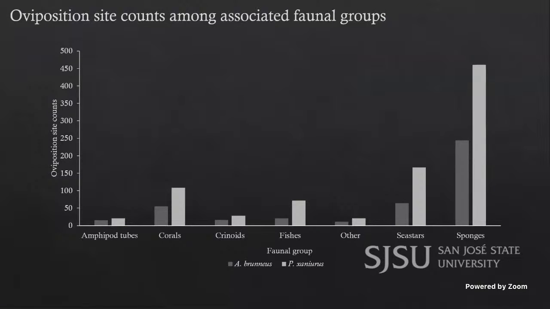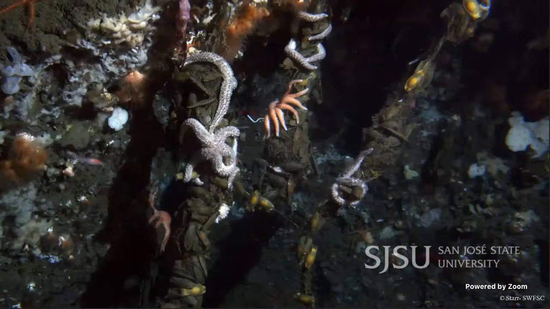When looking at faunal associations, sponges were the dominant for both species. This was followed by sea stars, corals, and fishes. I show this photo here as it shows the associated fauna quite clearly. There are an abundance of sponges all over these rock walls here, patches of corals, and many predatory sea stars up and down these bundles.